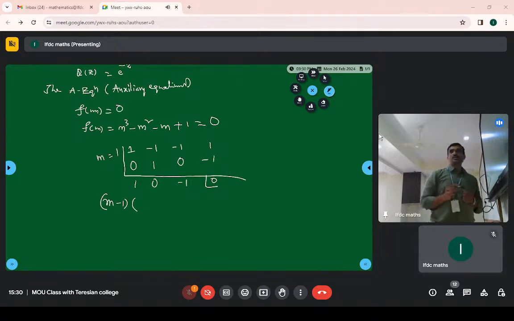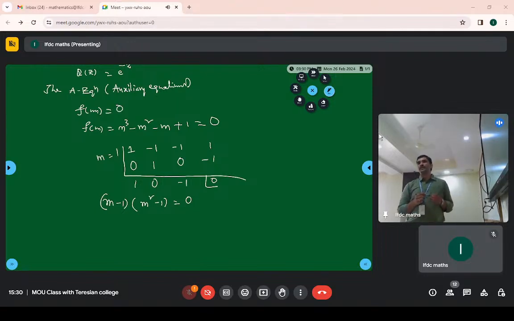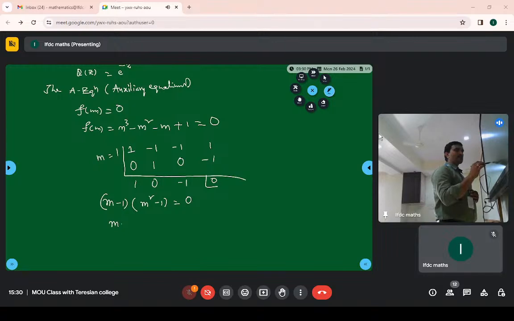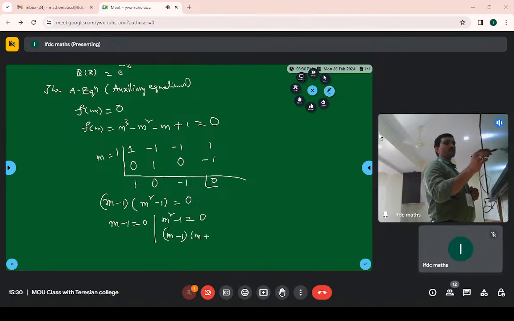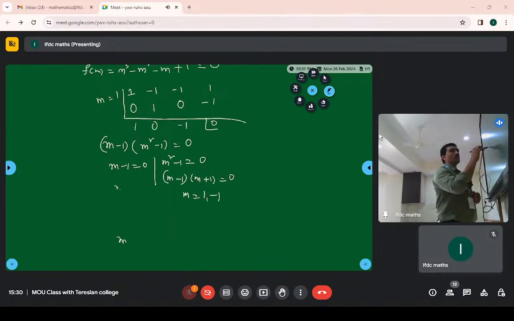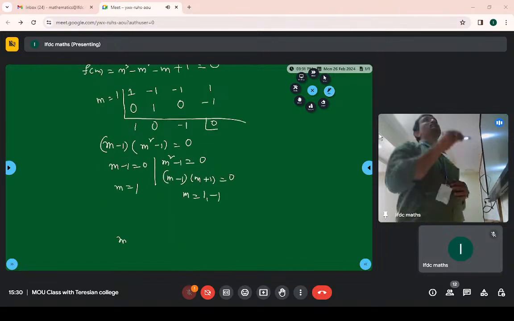Again, it's a cubic equation. After finding one single root, it must be converted into a quadratic equation. So what is the quadratic equation here? m square minus 1 is equal to 0. When the equation is of degree 3, we are supposed to get 3 roots. Here I got m minus 1 and m square minus 1. Making it separately, m minus 1 equal to 0, and m square minus 1 equal to 0, which looks like a square minus b square formula: a minus b into a plus b. So m minus 1 into m plus 1 is equal to 0. My answer is 1 and minus 1. Here one more answer, that is equal to 1. So then we got the 3 roots.